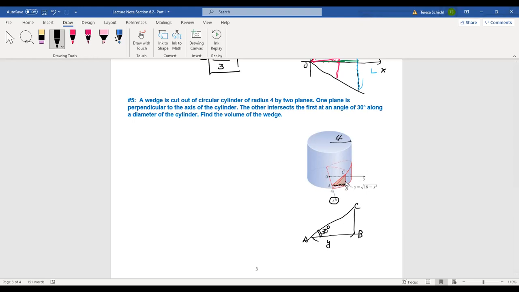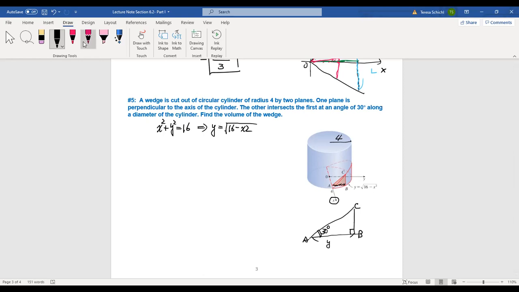And also because the x and y are on this circle, if this is the y, this is the x, I know x squared plus y squared is going to be 16. So I want to find the base. So y will be equal to the square root of 16 minus x squared, right?